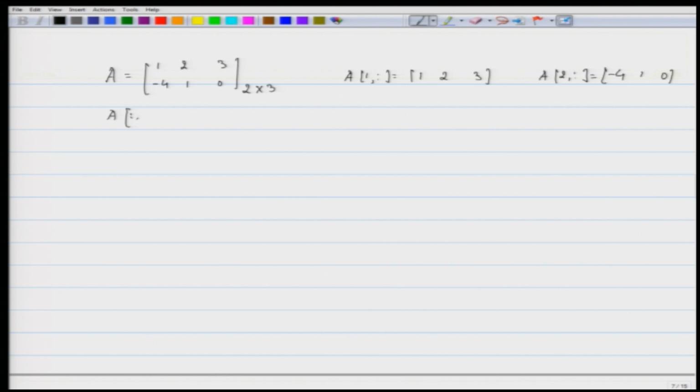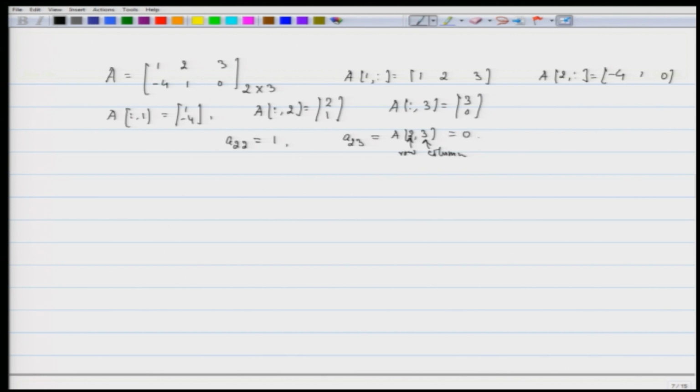So, the first column is 1, minus 4, the second column is 2, comma 1, and the third column is 3, comma 0. The entry A22 is 1, the entry A23, or sometimes as I said I may write it as A of 2, 3. So, it means second row and third column, all right, second row and third column. Which is nothing but 0 and so on. Fine.